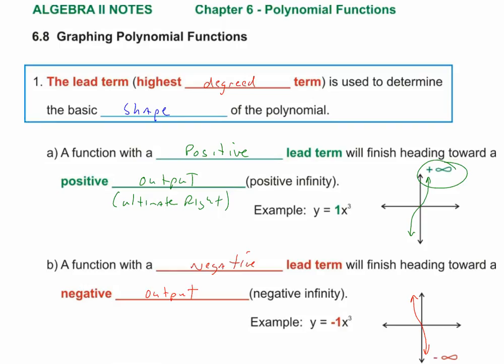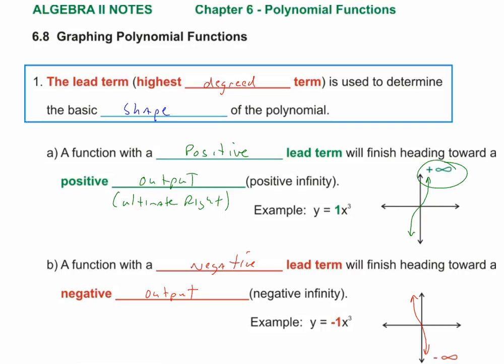Okay, so where did we leave off yesterday? We left off with a couple beginning aspects, and those beginning aspects are looking at the lead term, or the highest degree term, of the polynomial. And it's going to tell us a couple things. If the coefficient of the lead term is positive, then it's going to end heading toward positive infinity. So as you look to the right, it'll end to the right heading to positive infinity. If it is a negative lead term, it'll end to the right heading toward negative infinity.